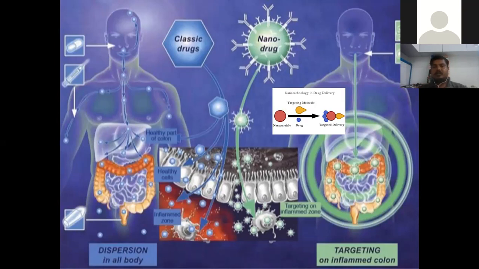See, if you take the drug to the liver, it may affect the kidney, it may affect the heart, like that some problems are there. If we use a targeted drug delivery system, it will particularly target that particular organ, and it cures that cancer or disease, whatever it may be.